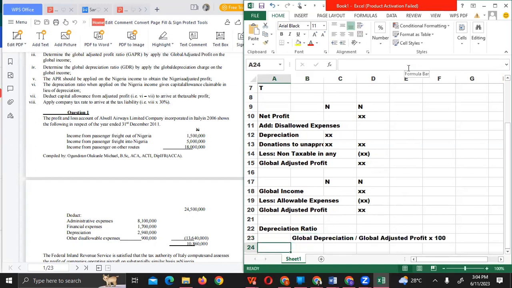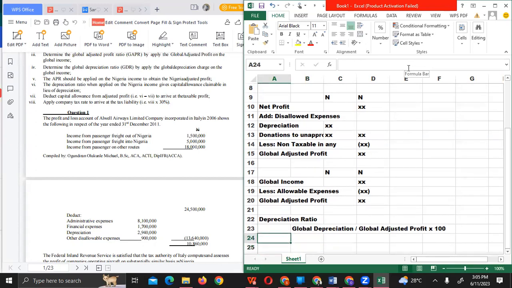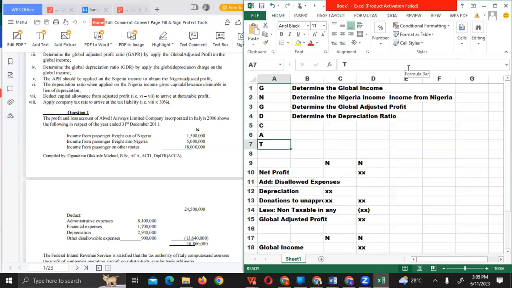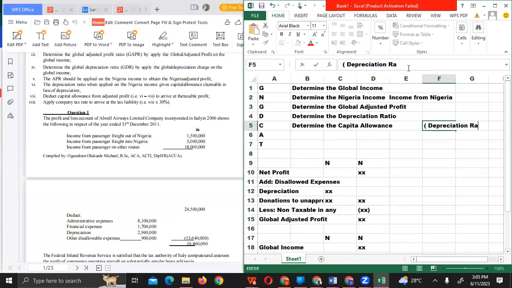Then the next thing after that will be for me to determine the capital allowance. Of course, the C here is for you to determine the capital allowance. And to determine the capital allowance is just depreciation ratio multiplied by Nigerian income. That will give me my capital allowance, the fraction of the capital allowance. And then the A means compute the Nigerian adjusted profit.